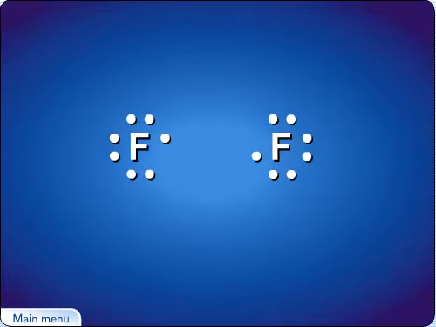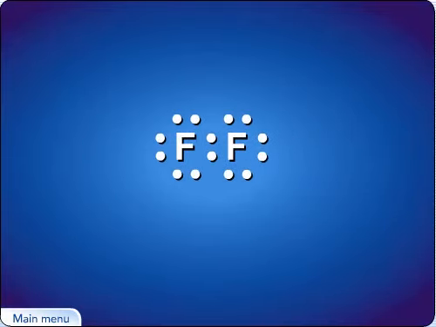Both fluorine atoms have 7 valence electrons. If 1 electron from each fluorine atom is shared with the other atom, then both fluorine atoms achieve an octet of electrons. This type of bond is called a nonpolar covalent bond.